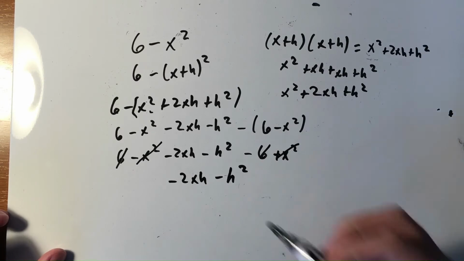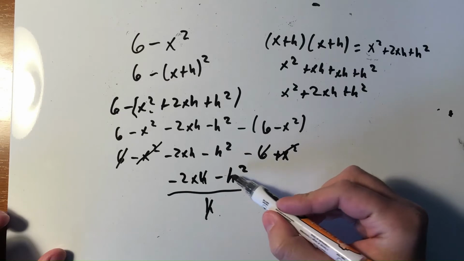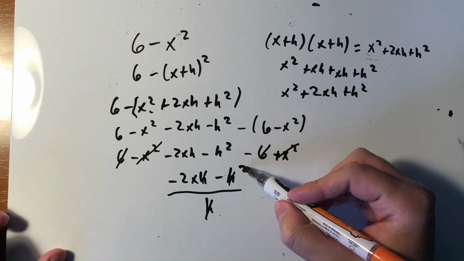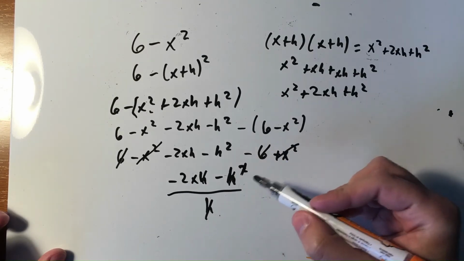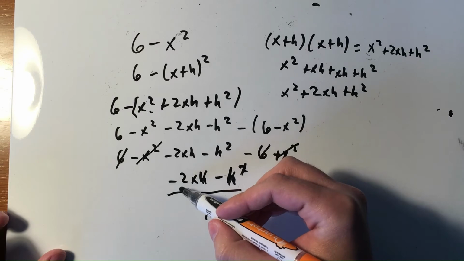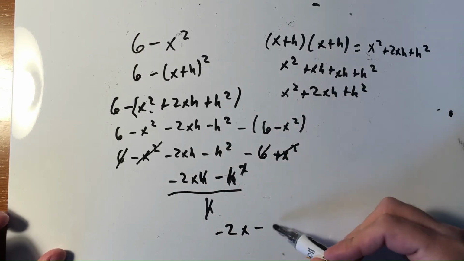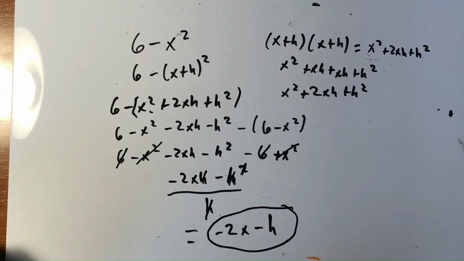And then we just divide everything by h. And then we can cancel our h's. Just one of the h's from this h squared. So I should have just kept the h here and just cross that out. So we'll still have an h. So now we just have negative 2x minus h. And that's your answer. Negative 2x minus h.